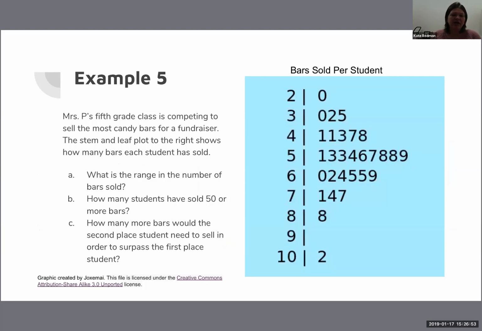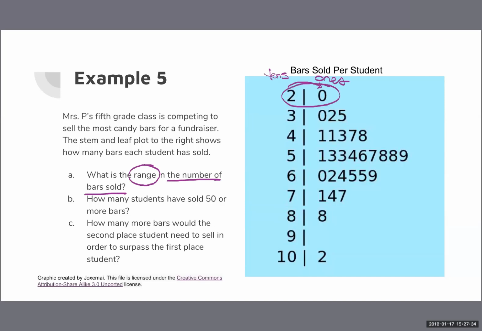Mrs. P's 5th grade class is competing to sell the most candy bars for a fundraiser. The stem and leaf plot to the right shows how many bars each student has sold. So my first question, what is the range in the number of bars sold? Remember, in a stem and leaf plot, you put these two numbers together. So this isn't 2, this is 20. This is our tens place. In this case, this is our ones place. So 20 is the lowest number of bars somebody's sold.